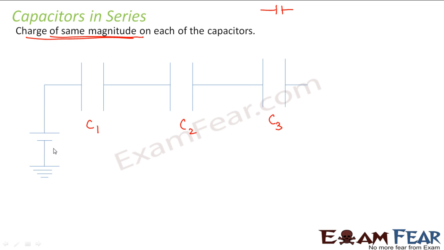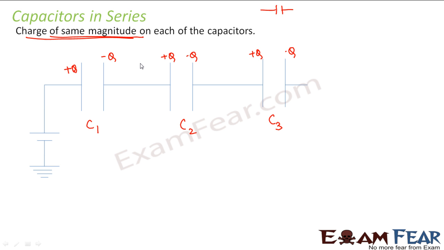Let us suppose this is a battery which is providing the charge. Say it provides plus Q charge on this plate, so there will be minus Q on this plate. As a result, plus Q on this plate, minus Q on this plate, plus Q on this plate, minus Q on this plate. This is how charge gets distributed. That means the same amount of charge is getting stored in each of these capacitors.